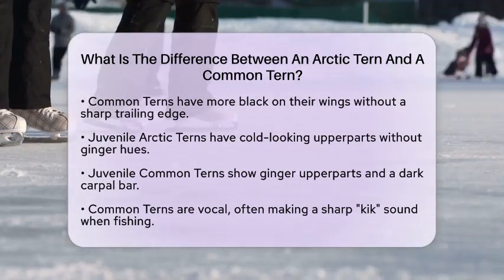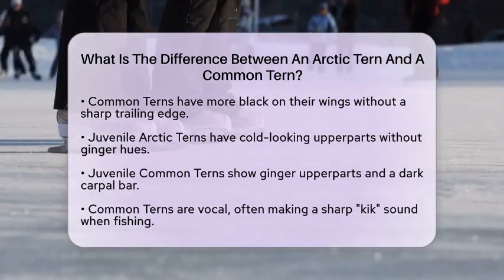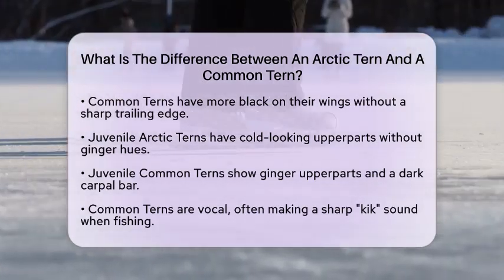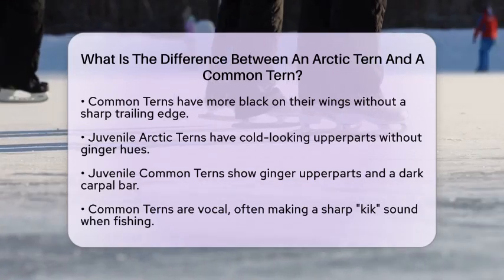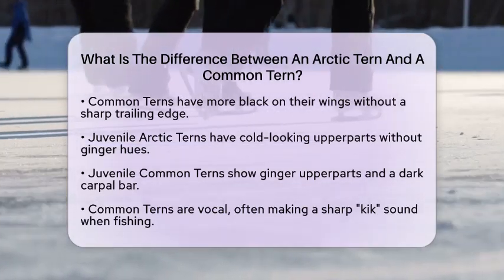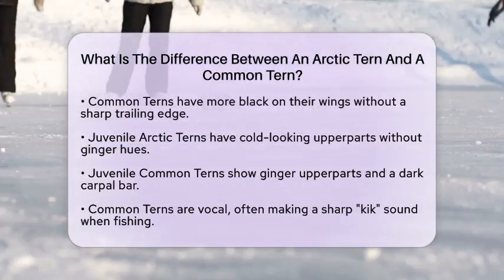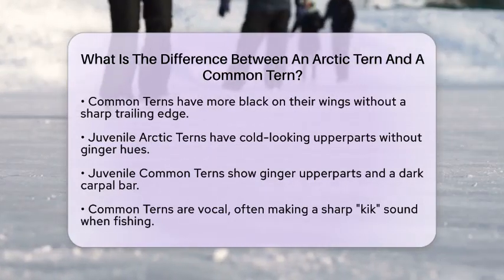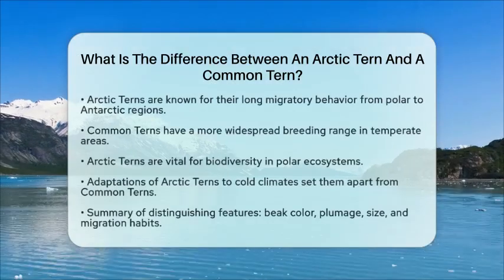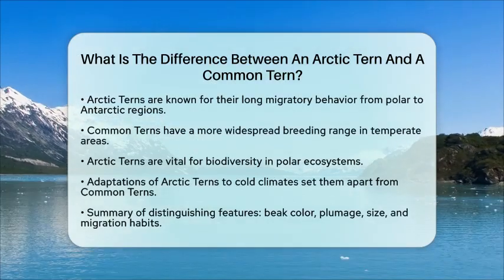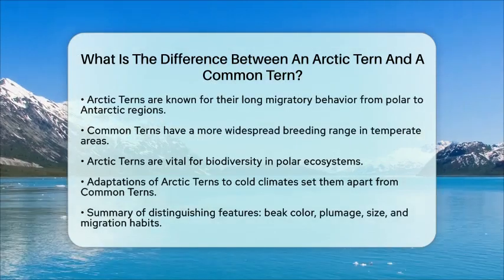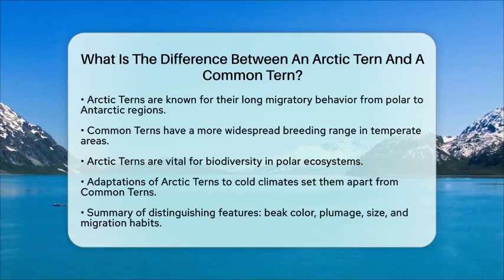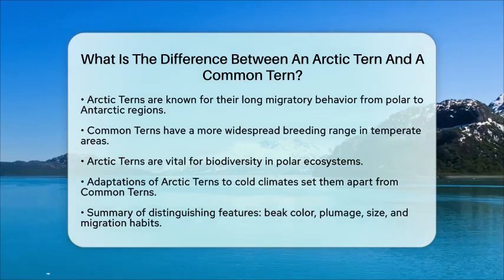In contrast, common terns have a more widespread breeding range that includes temperate regions. While Arctic terns breed primarily in Arctic and subarctic areas, common terns can be found in a variety of habitats. From the perspective of polar regions, Arctic terns are vital to the biodiversity of these environments. Their extraordinary migrations connect different polar ecosystems.